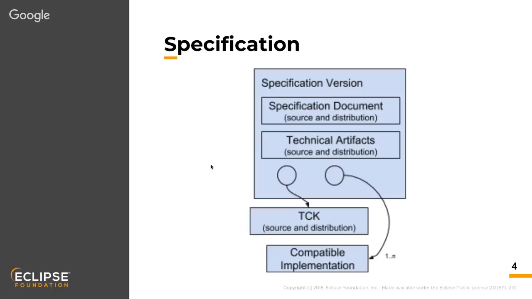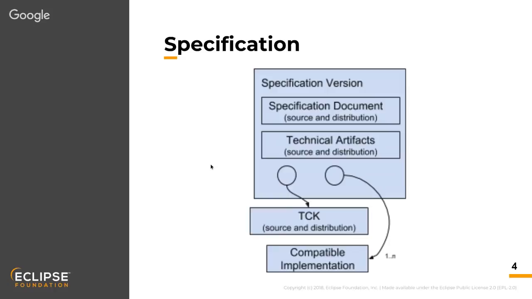This particular version of a specification will have a document. It will have certain technical artifacts in the Java space. This manifests as API files, interfaces, that sort of thing. A specification version also has a TCK and pointers to one or more compatible implementations. Now, this is another place where we differ from the JCP. We don't have a notion of a single reference implementation. Instead, we have a notion of compatible implementations.